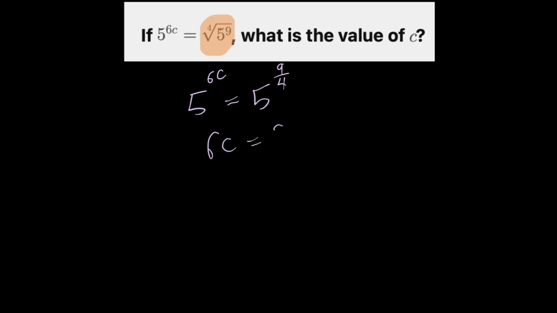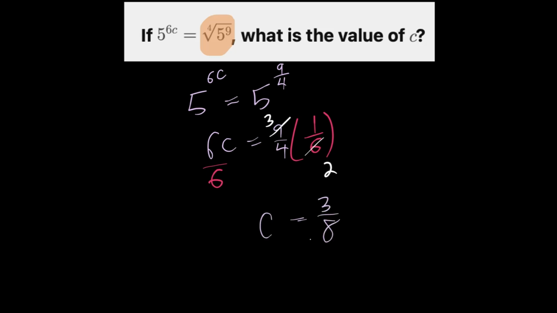6c equals 9/4. And now we're getting c by itself. C is being multiplied by 6, so we can divide it by 6. And now dividing by a number, that's the same as multiplying by 1 over that number. That's a really important little math tidbit there. So here, before dividing, I'm going to realize that 9 and 6 are both divisible by 3. So divide by 3 here, by 3 here. And that just makes it a little easier to do the math. So we'll have c equals 3 on the top and 8 on the bottom. And that's our answer for this question.